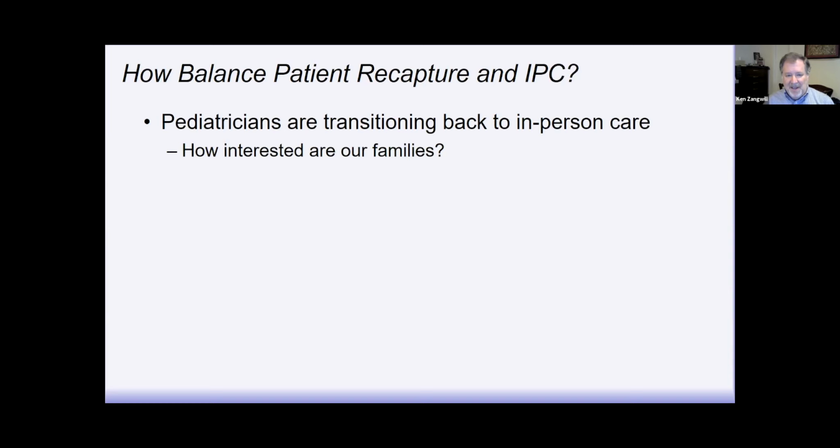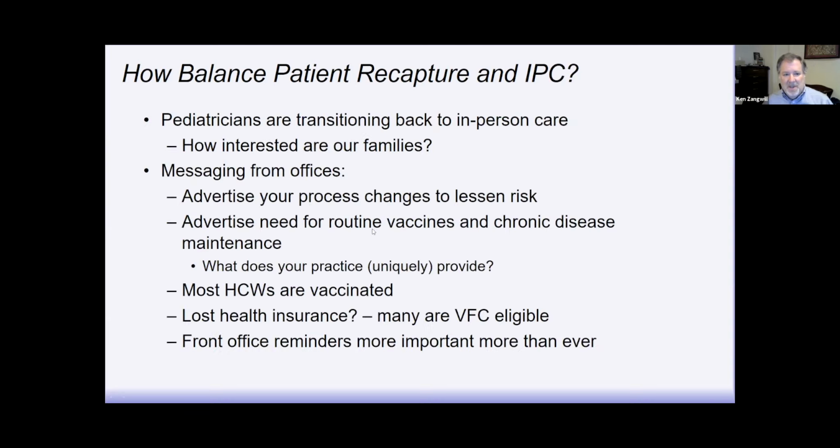But I think it's fair to say, we all know for a fact that not every family wants to come back into the office yet, but I don't have a good sense of the proportion. And in order for us to understand how best to get people back, there is value in understanding that, but we just don't have that information just yet. So how do we message from our offices? And this goes to some survey data that I just revealed as to what people are concerned about or how they behave. Maybe not what they say, but how they act. They're not coming because of this reason or that reason.